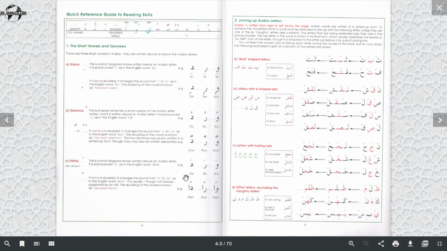If fatha is doubled, it changes the sound from a to an, as in the English word man. It is usually, although not always, supported by an alif. This doubling of the vowel is known as tanween fatha.